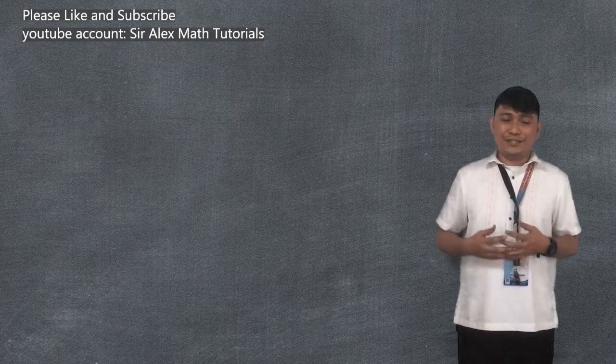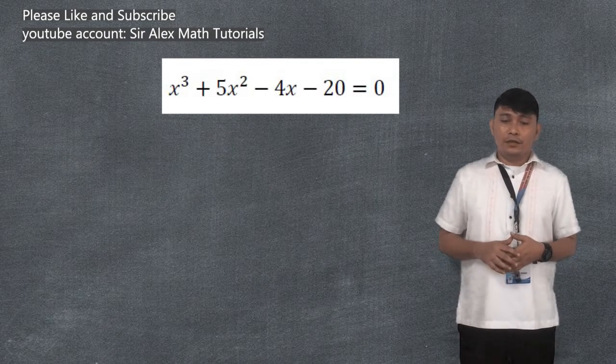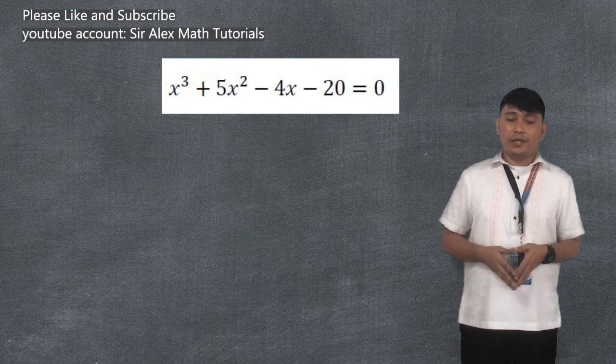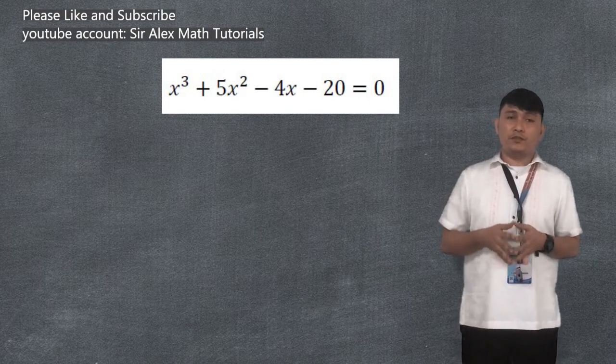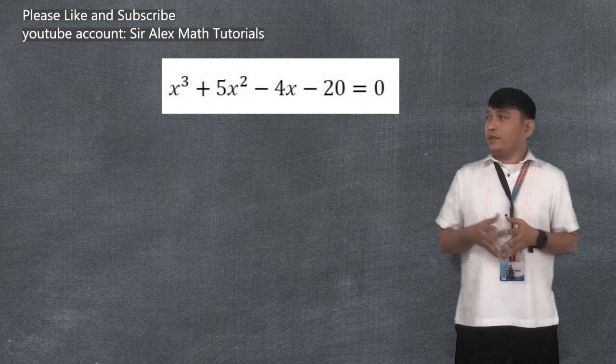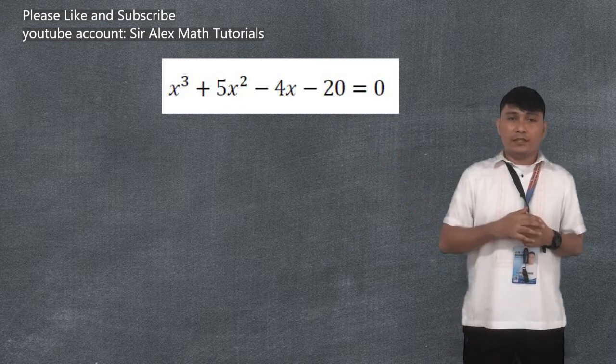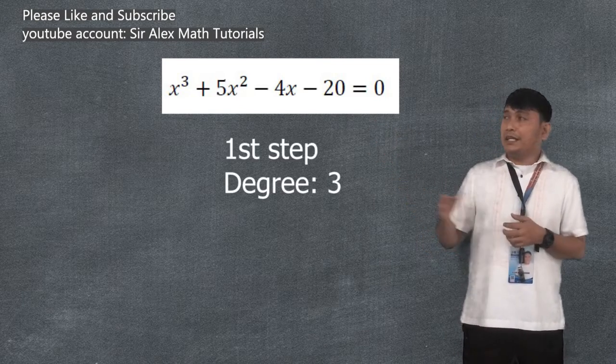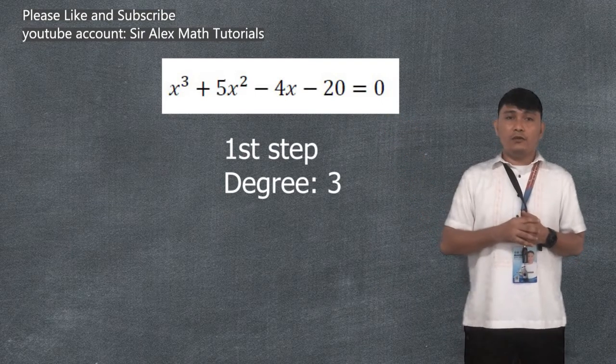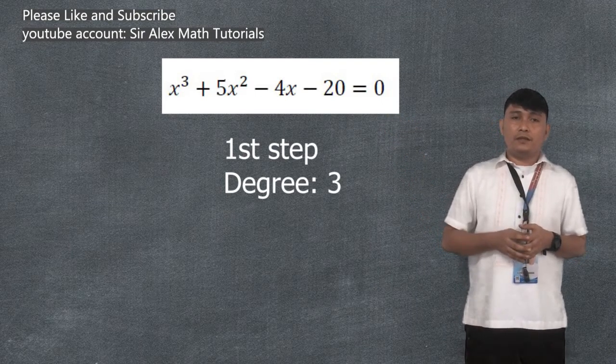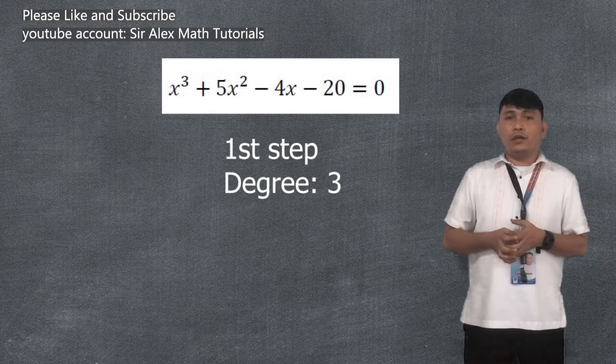Okay, let us try this example. Number 1, x cubed plus 5x squared minus 4x minus 20. So for this equation, we can see that the degree is 3. So we can always expect that the degree is equal to the number of roots.